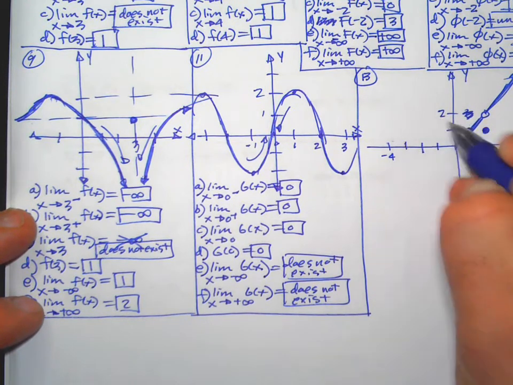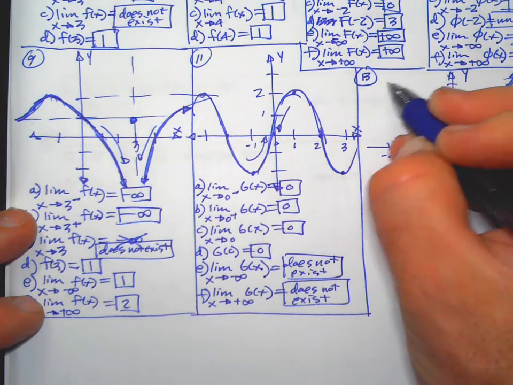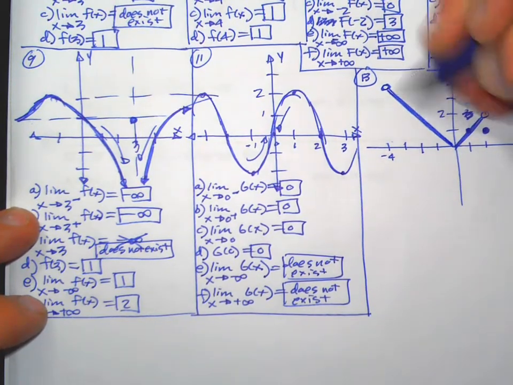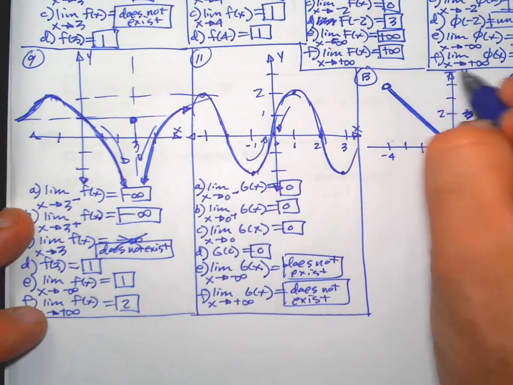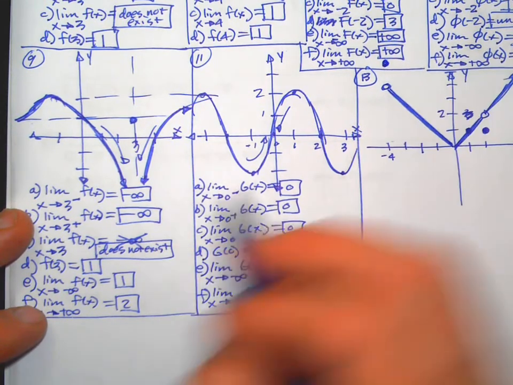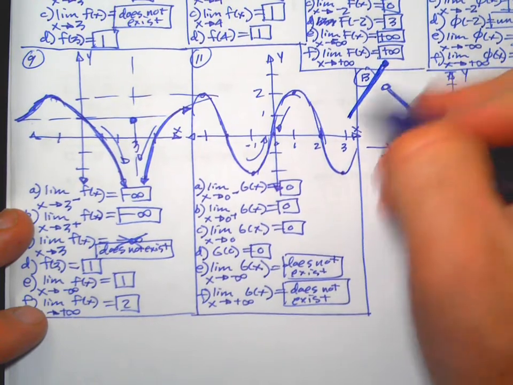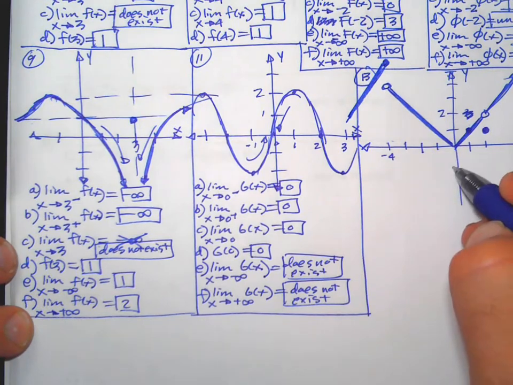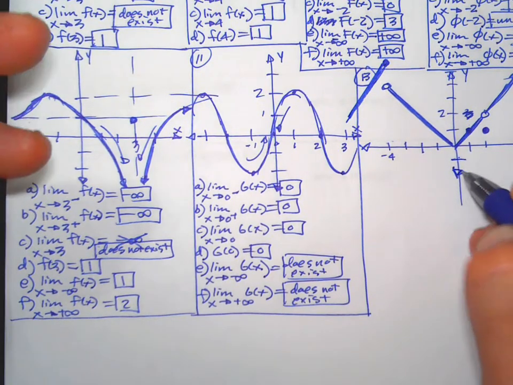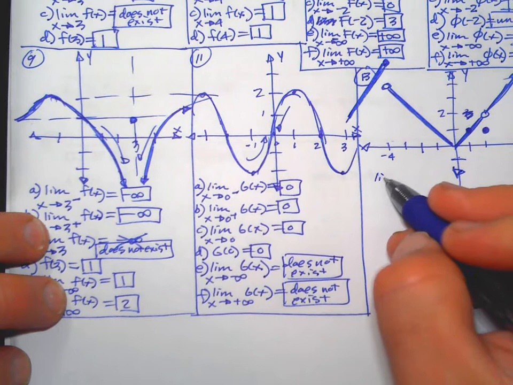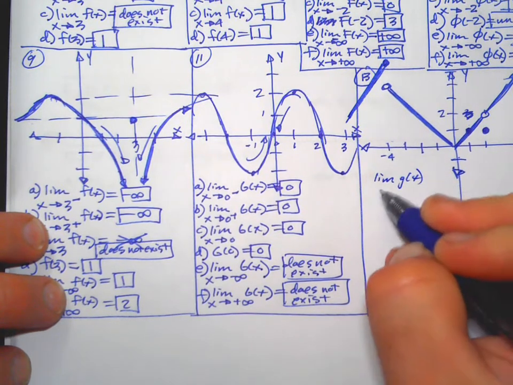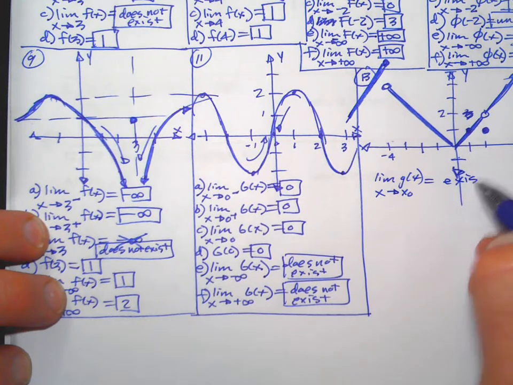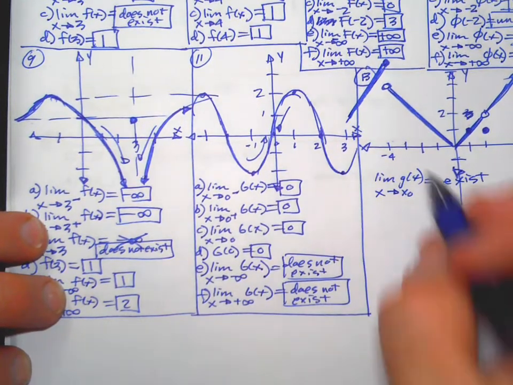So let's see, that goes up to 4. And there's another here, and it goes down. Assume forever. Okay, so where does the limit exist? The limit of g of x as x goes to x naught. Where does it exist? For what values of x sub 0?